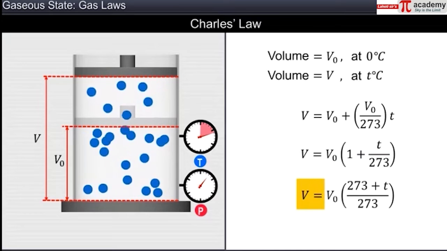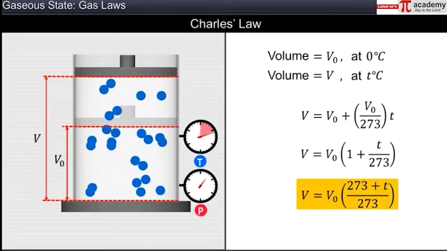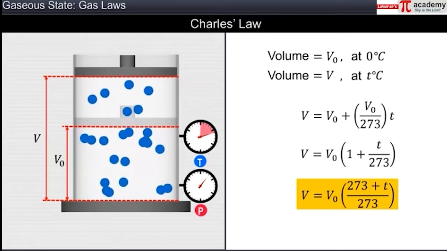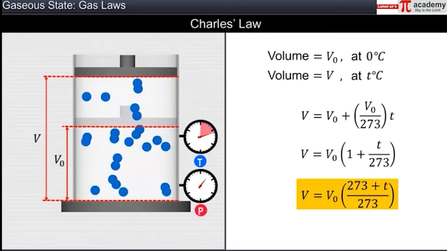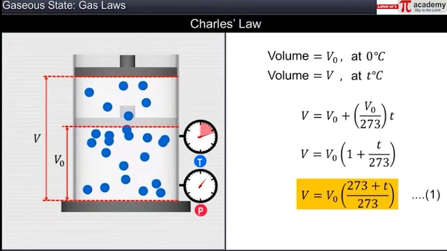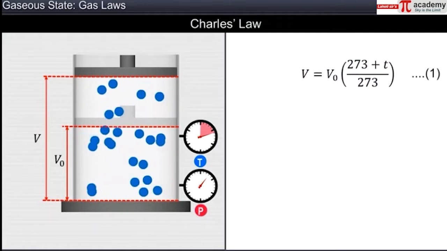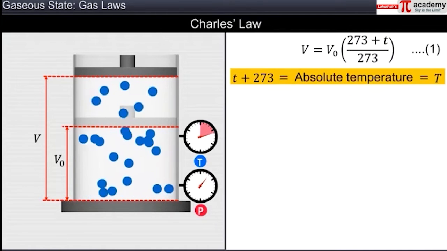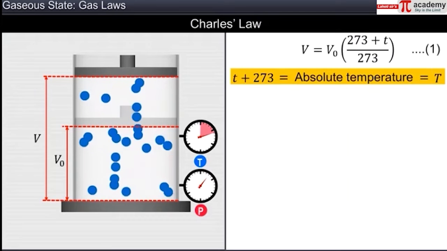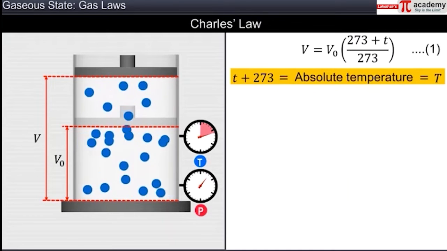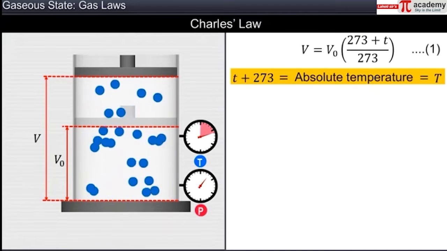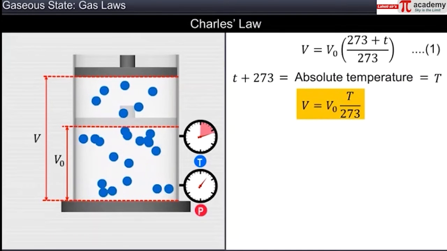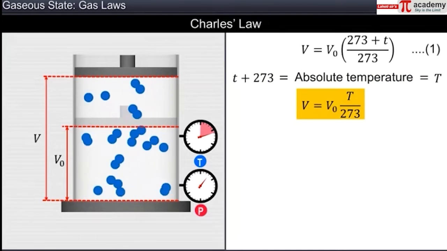Or, V is equal to V0 into (273 plus T) whole divided by 273. Let this be equation 1. We know that T plus 273 is nothing but the absolute temperature in Kelvin scale. Writing T plus 273 as T, we get V is equal to V0 into T divided by 273.